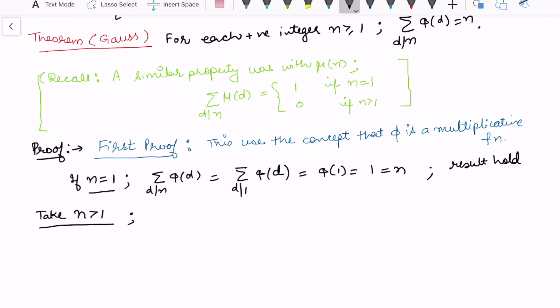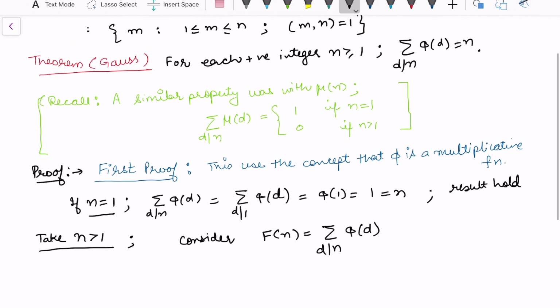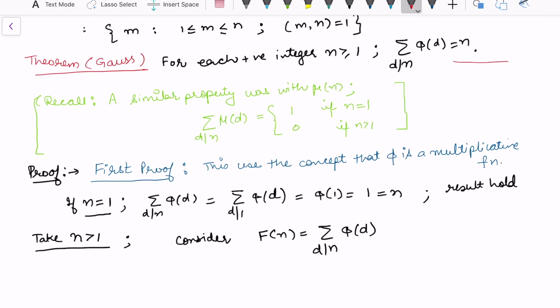In that case, we also consider a function F of n. So let's consider a function F of n, which is the summation of phi d over d dividing n. So this is what we actually want to find. And in the theorem, if we look at the star, equation number 1, we can see from here that we want to show that F of n turns out to be 1. So to show F of n is equal to 1, if we look at equation number 1, it is very clear.